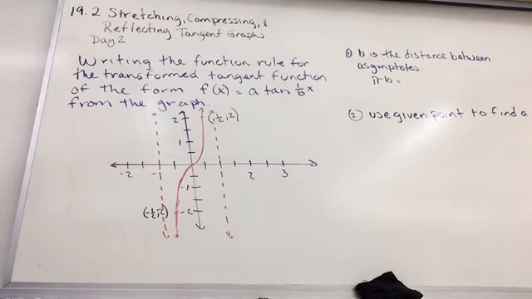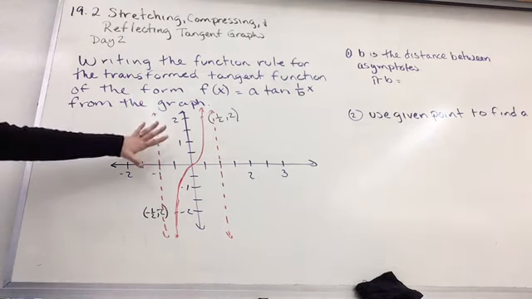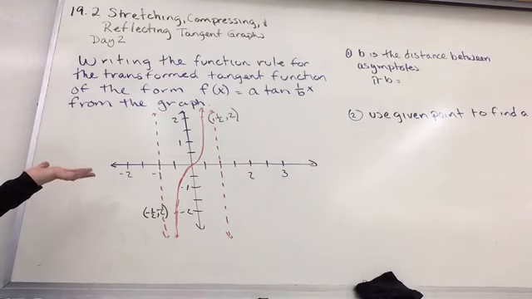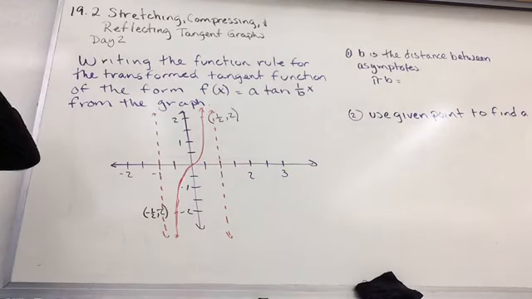Okay, so stretching, compressing, reflecting tangent graphs, day 2. Writing the function rule for a transformed tangent function of the form f of x equals a times tangent of 1 over b x from the graph. So this one's done a little differently than the cosine and sine. We're given the graph. We need to identify what a and b are. And we actually have to solve for a in this case.